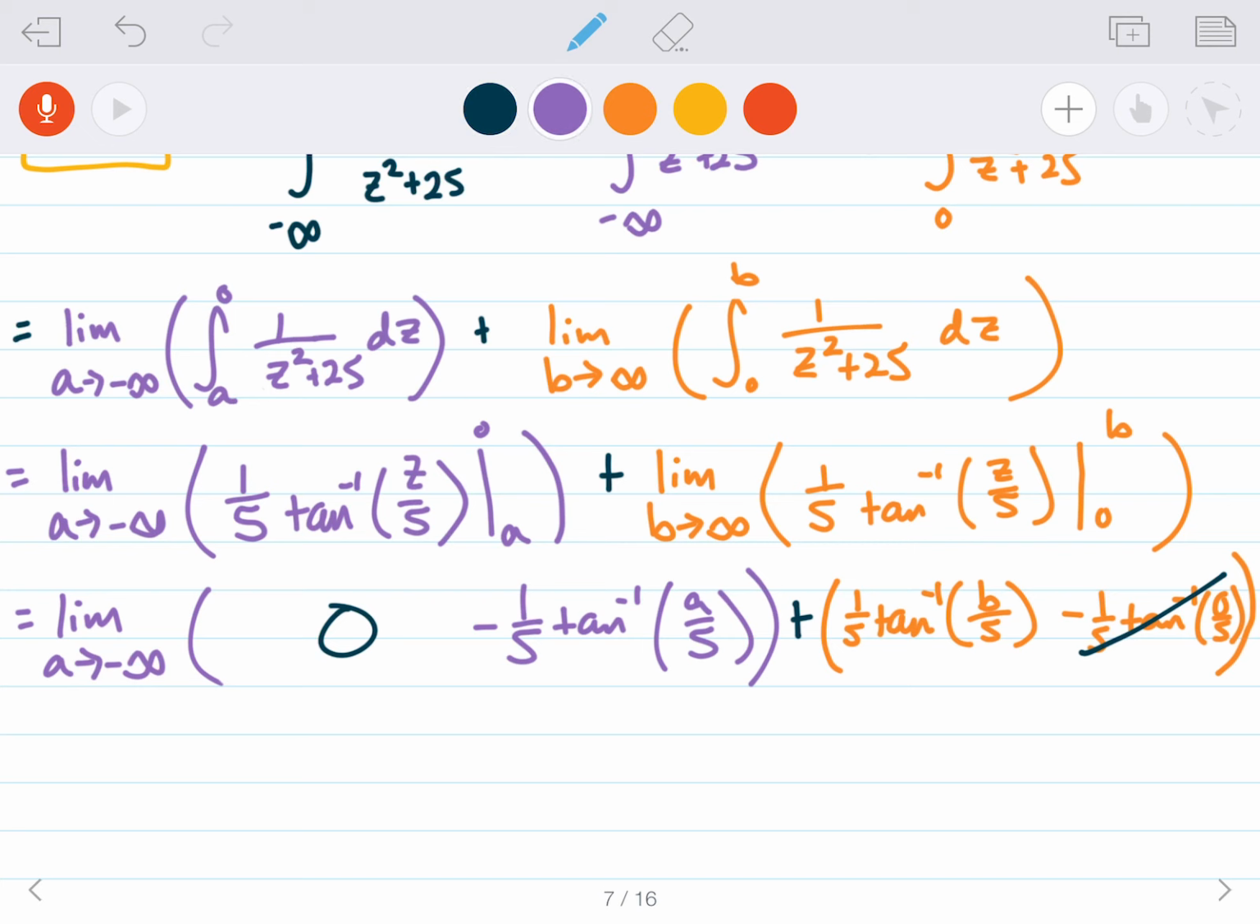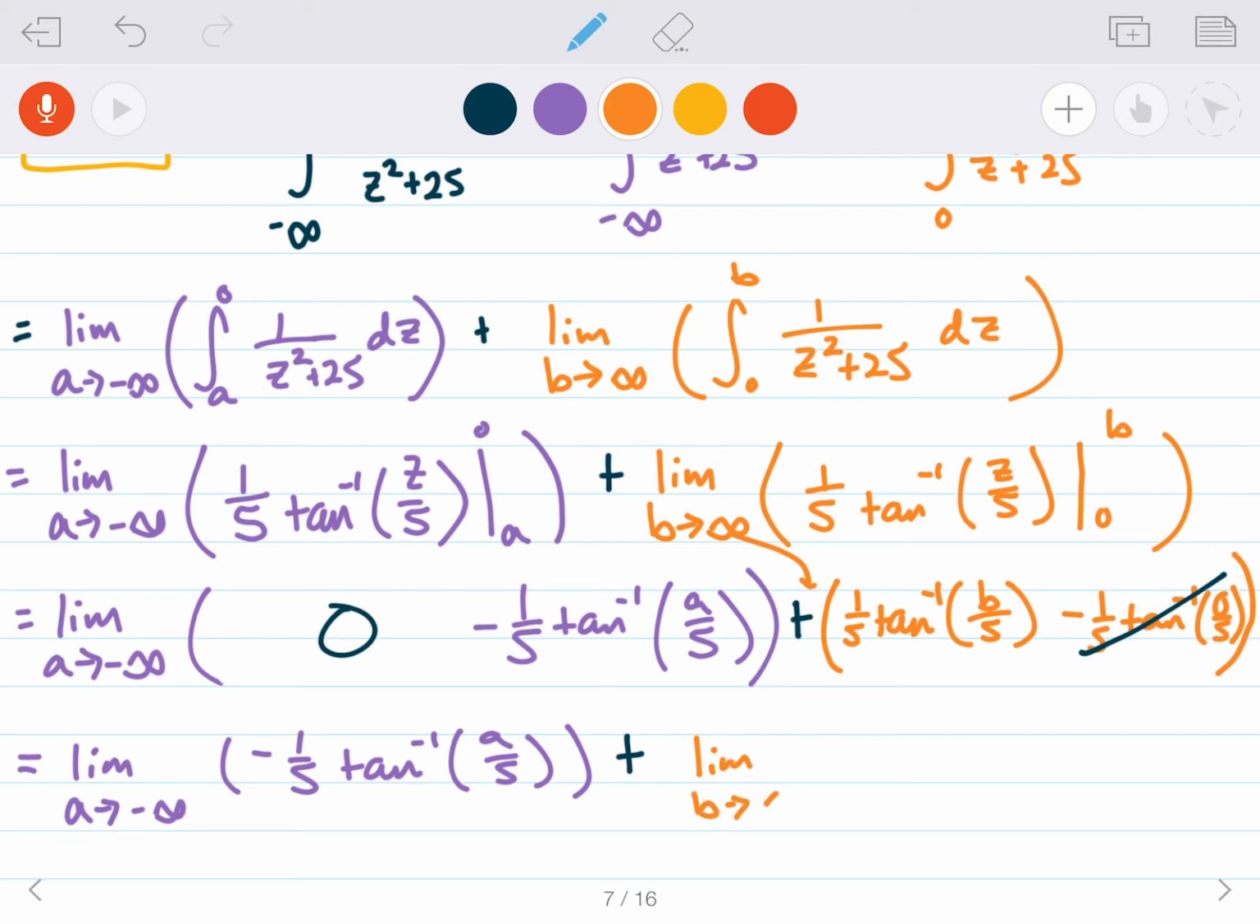So let me write this a little bit better. So I have the limit as a goes to negative infinity of negative a fifth tan inverse of a over 5 plus, now I forgot my limit down here, but plus the limit as b goes to infinity of a 5th tan inverse of b over 5.